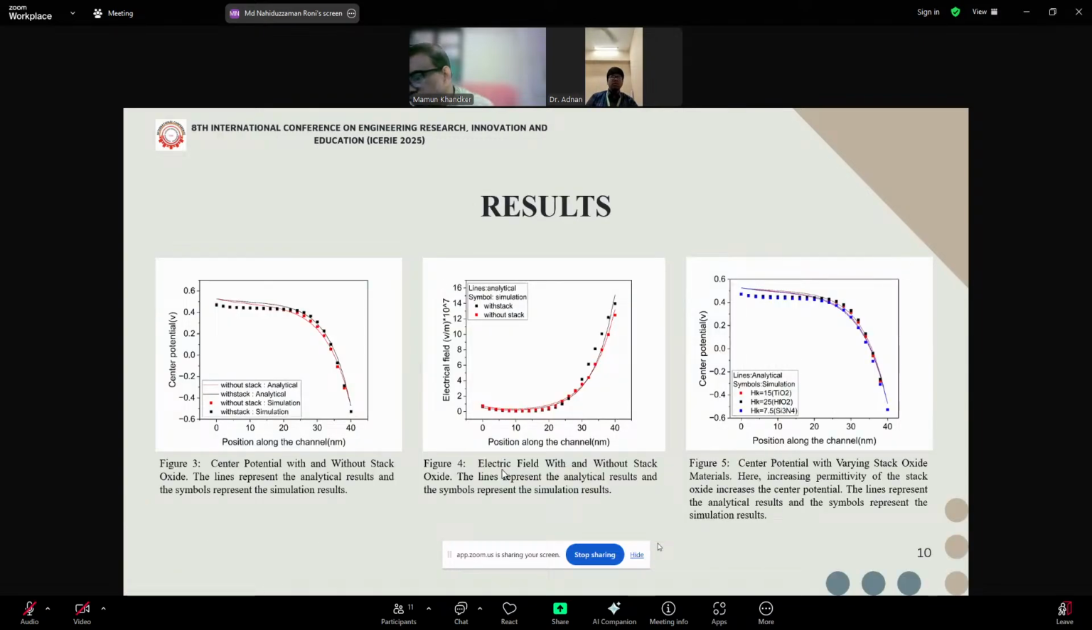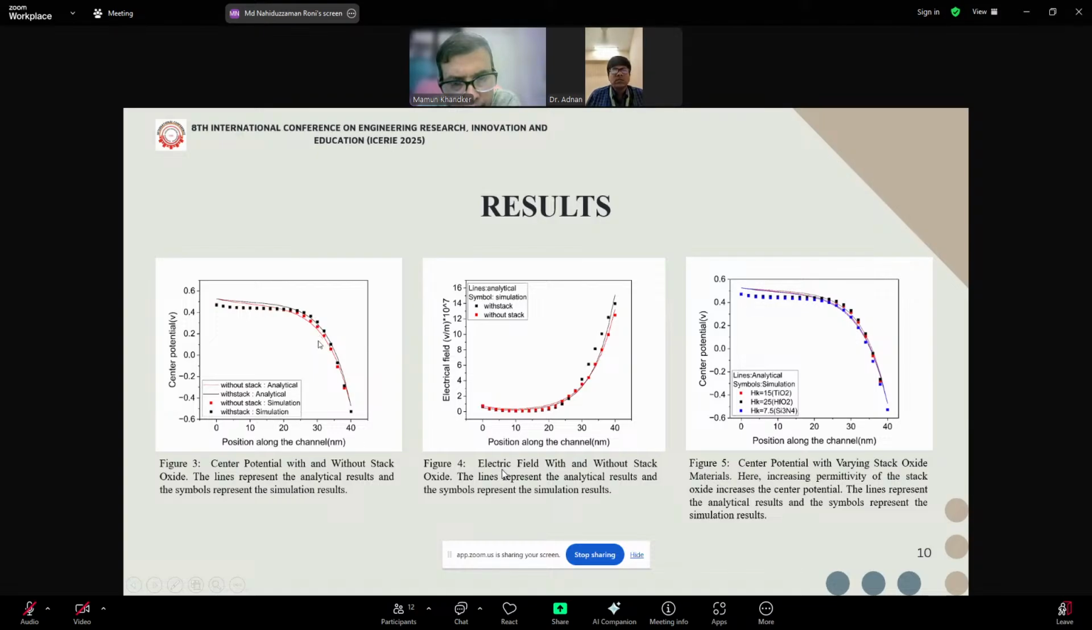Now let us see the results of our model. Here the scatters represent the simulation results obtained from Silvaco, and the lines represent results obtained from Python. Black represents with stack and red represents without stack. We can say that the center potential, meaning source to drain potential obtained along the center of the device, is lower without stack than with stack.